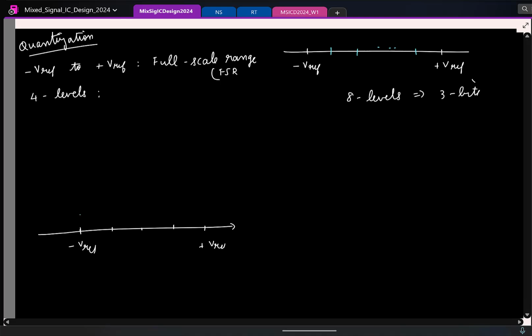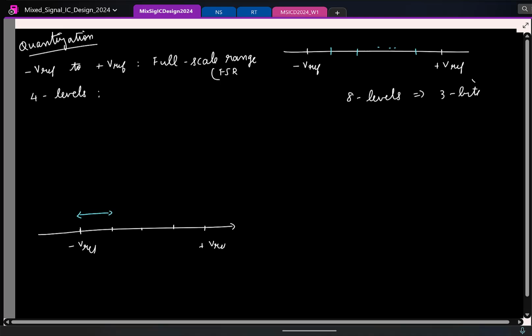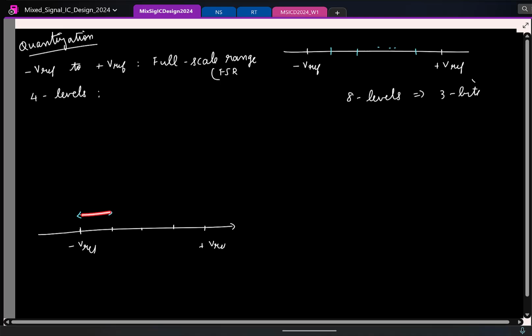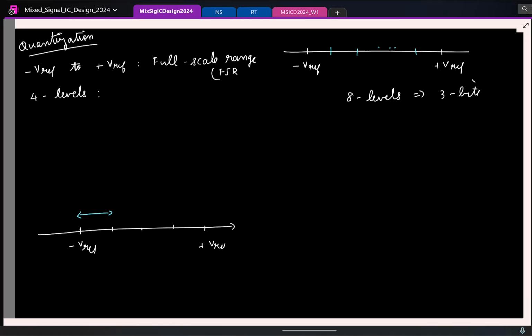What is this spacing? I mean, what is this value? Don't go to jargon. It's just a simple question, right? The range is minus Vref to plus Vref, and there are 4 segments. Minus Vref plus Vref by 4? No, I am asking about the spacing between these two. The range is minus Vref to plus Vref. What is the total span? 2 Vref, divided into 4 levels. What is the step? Okay, so this is 2 Vref by 4.